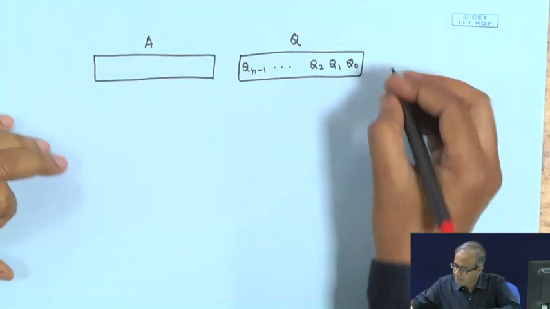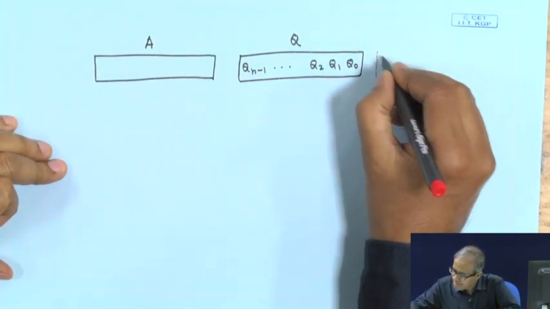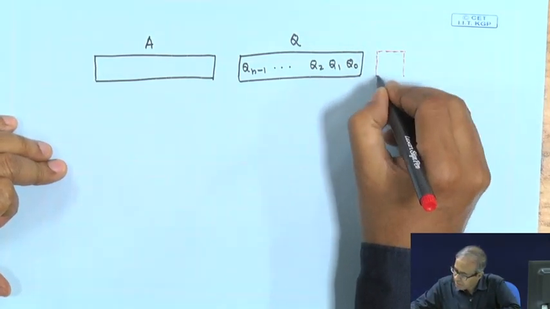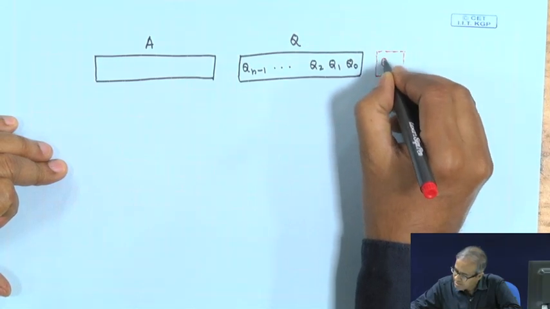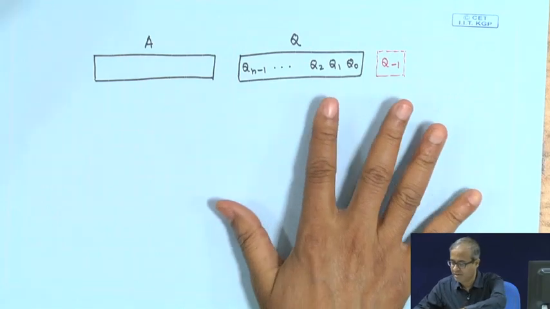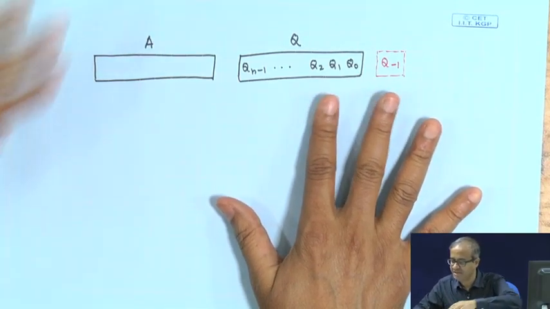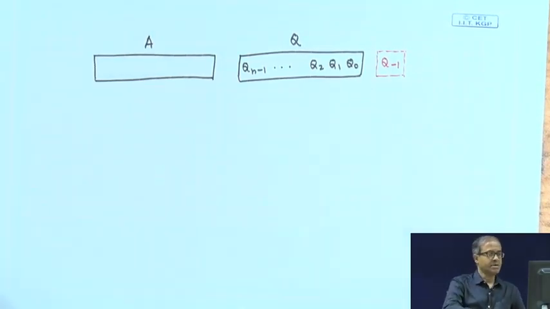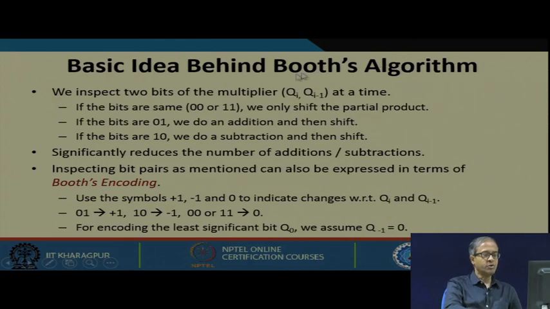Now, here we are adding another single bit register, a flip flop. This we are calling Q minus 1, for a reason that we will see very shortly. In Booth's algorithm, we do not look at one bit of the multiplier at a time, but rather we look at pairs of bits, Qi and Qi minus 1 for all i.